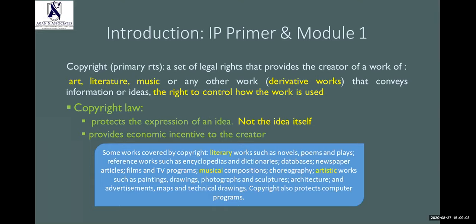Copyright also provides economic incentive to the creator, meaning that just like any other property, it can also be monetized. So some works covered by copyright are literary works such as novels, poems and plays, musical compositions, choreography, you know, dance moves, artistic works such as painting, drawings, photographs, and sculptures. But of course, photographs also occupy a different set of rights, because in photography, the photographer uses a device to take a photo. Nevertheless, the photographer behind the camera will own the copyright to the photograph that he takes.